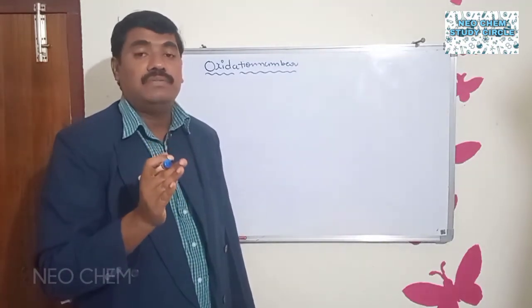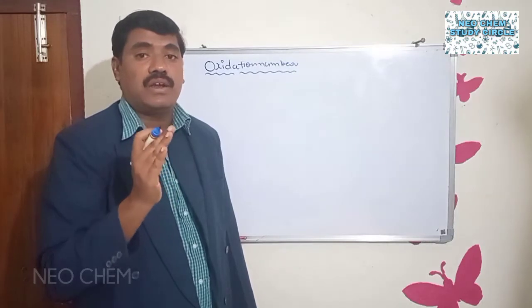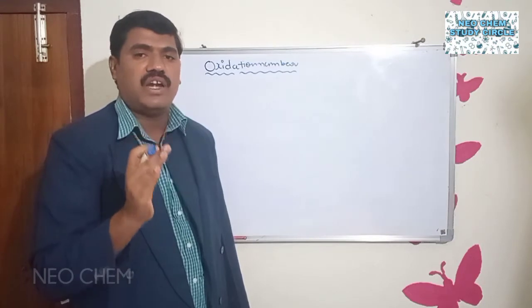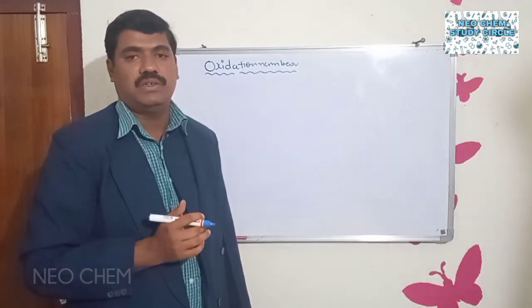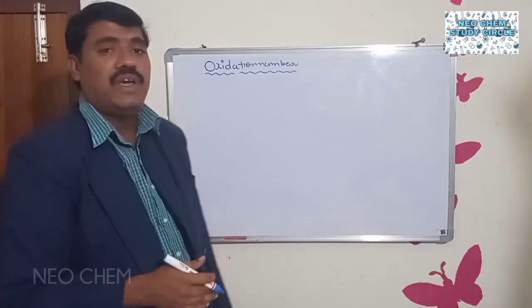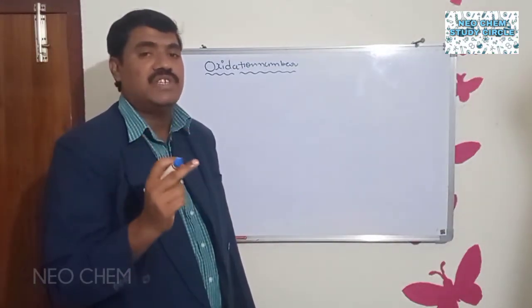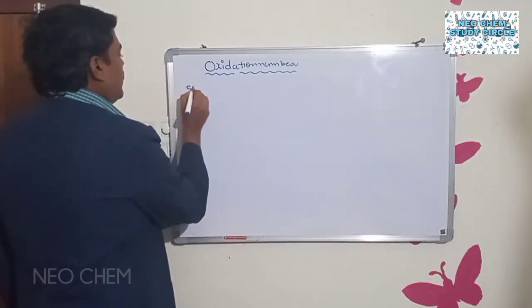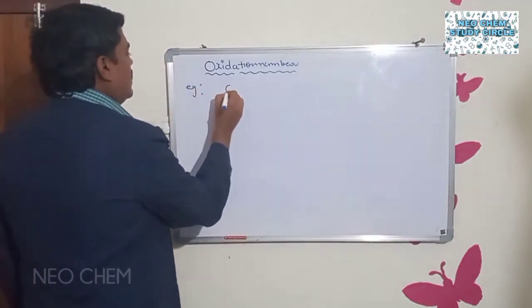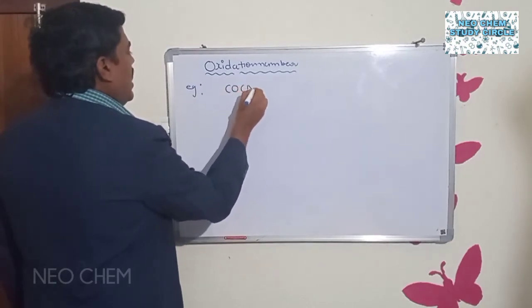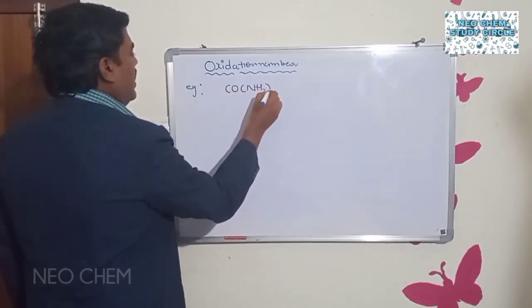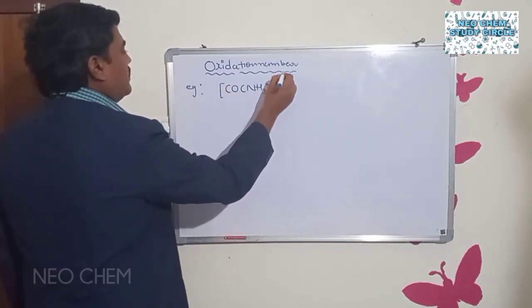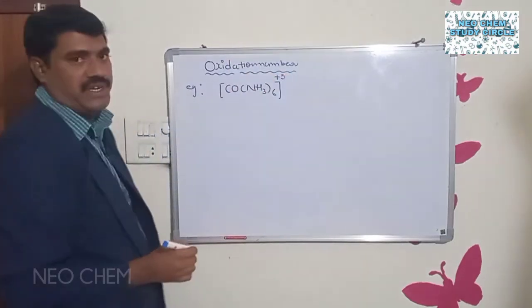The central metal atom may have either zero oxidation number or positive oxidation number or negative oxidation number. Okay, now we will identify the oxidation number of central metal atom in the given complex compound. For example, [Co(NH3)6]3+. This is the complex sphere. Charge of the complex sphere is plus 3.